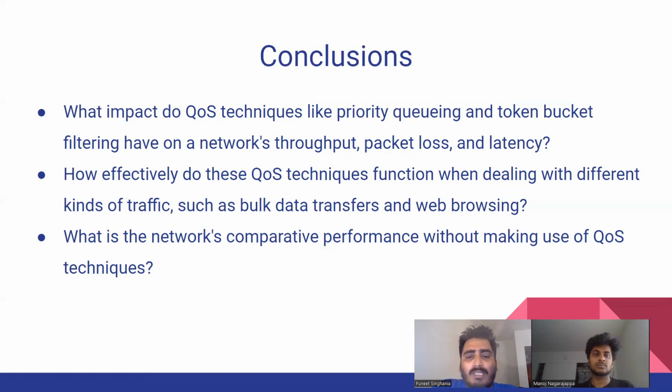And what is the network's comparative performance without making use of them? Basically, the throughput is not as good when not using a QoS technique. But if you use token bucket filter and priority queuing, it is much better. And the packet loss also is reduced by using token bucket filter. So that is again one of the advantages of using QoS techniques, and that is the comparative performance when compared with non-QoS technique.